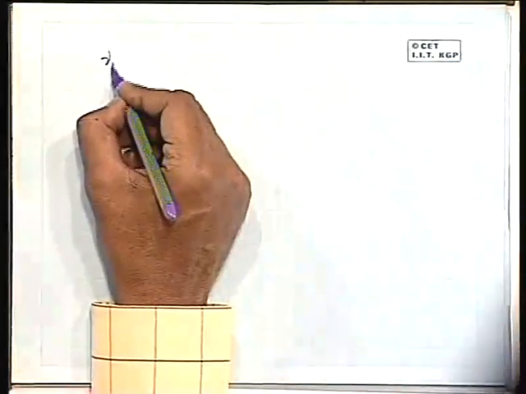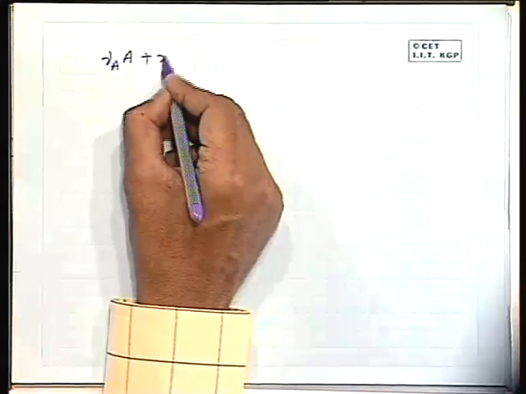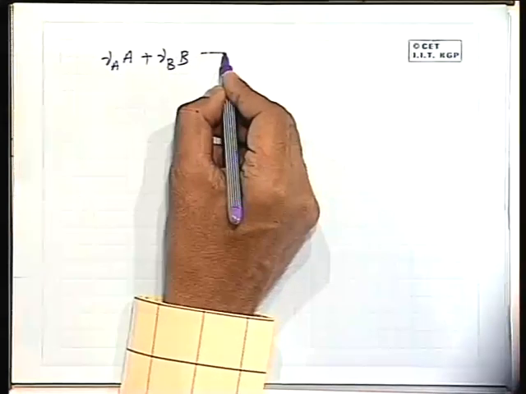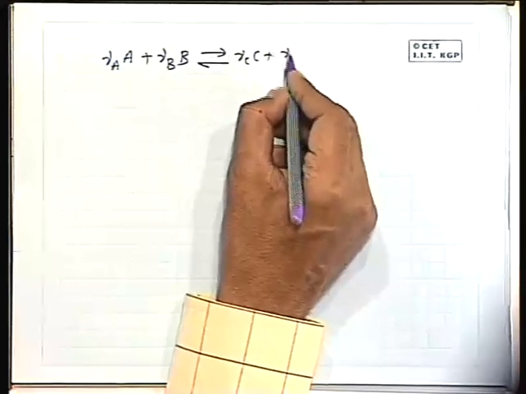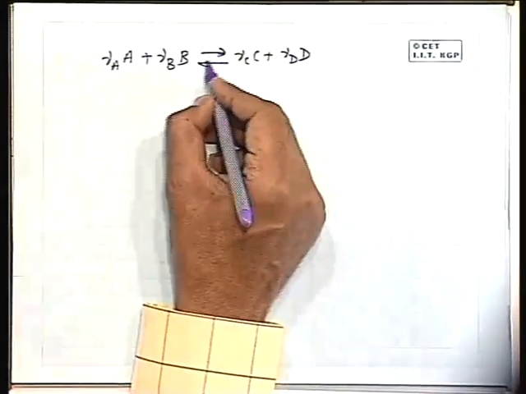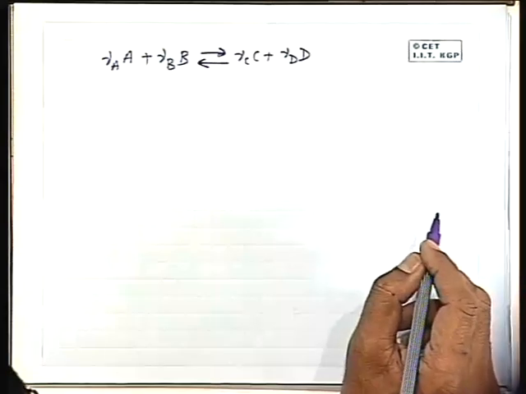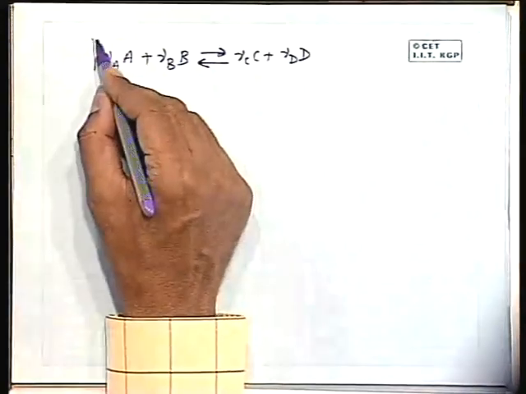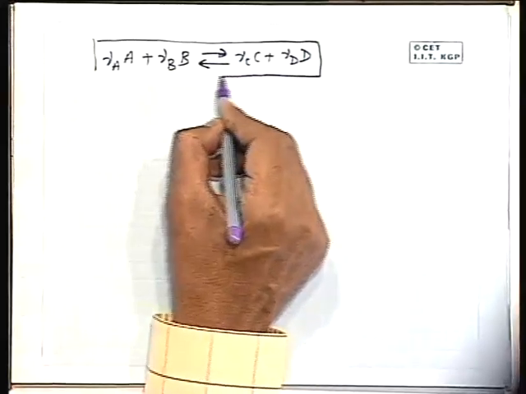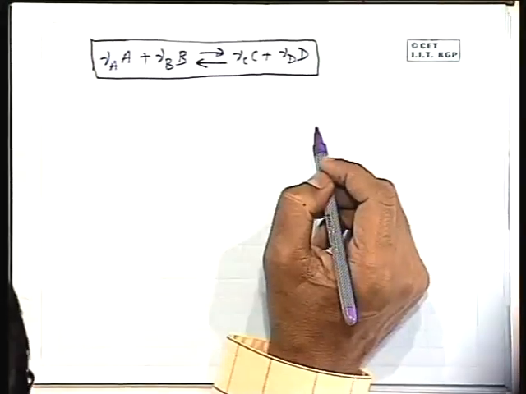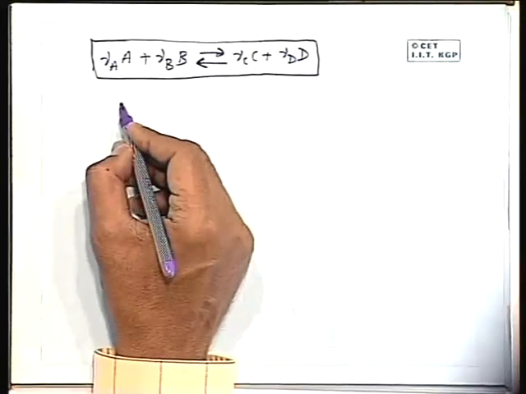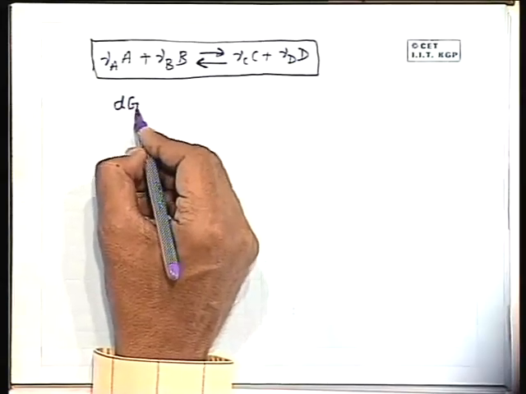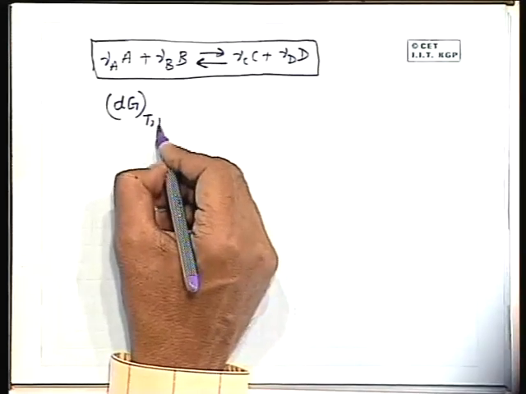Now let us consider a chemical reaction like this, nu A A plus nu B B giving products, but it is a reversible chemical reaction. That means the products can be converted back to the reactants, and the reaction can take place in both directions. Let us consider this reaction taking place at constant temperature and pressure. We know that in this type of reaction at constant pressure and temperature, for equilibrium to be achieved, dG at constant temperature and pressure will be 0.